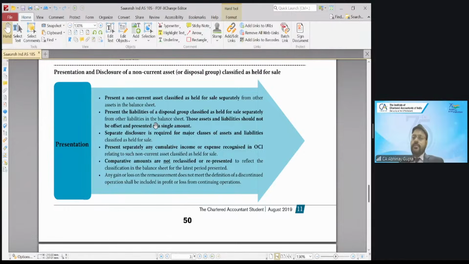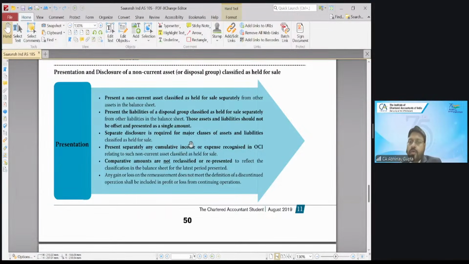So those liabilities will also be forming part of this disposal group only. So they should also be separately presented from other liabilities in the balance sheet, right? Although they should not be offset to present a single amount. So we would be presenting gross, that is the assets held for sale and the liabilities related to this disposal group, right? So we wouldn't be presenting the net amount anyway. That's the prohibition by the standard.